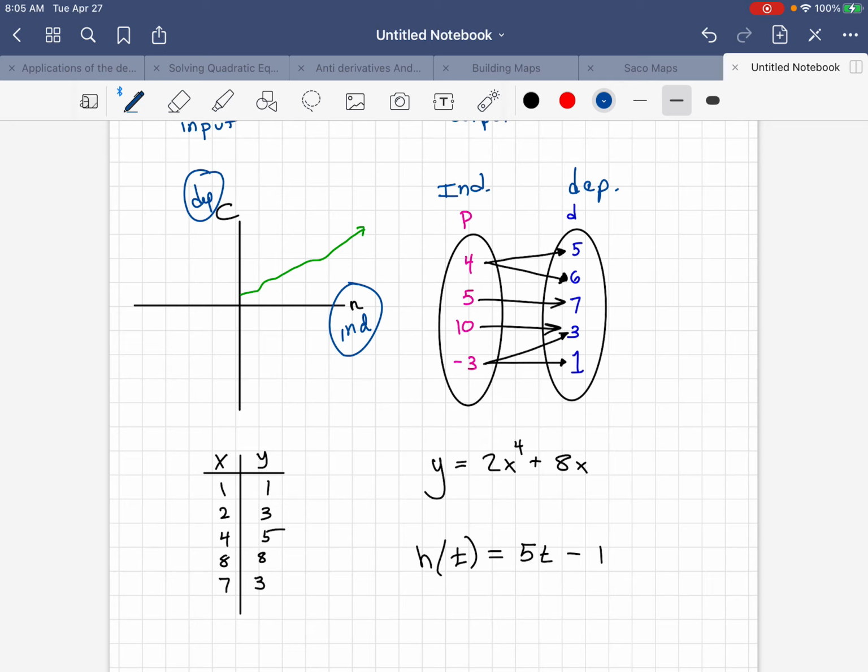Generally speaking, we often use X as an input. And if you're looking at a table of values, the left-hand side is usually the input, making the right-hand side the dependent variable. So usually X is independent and Y is dependent. Doesn't always have to be that way. Here, again, X independent, Y dependent.